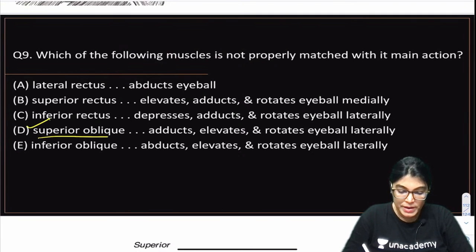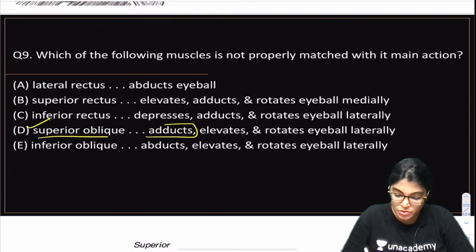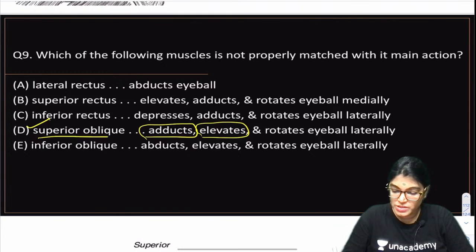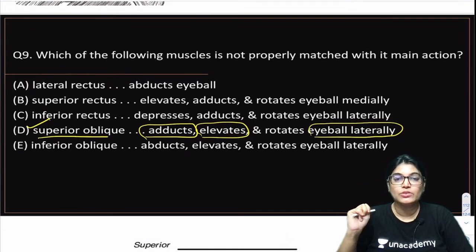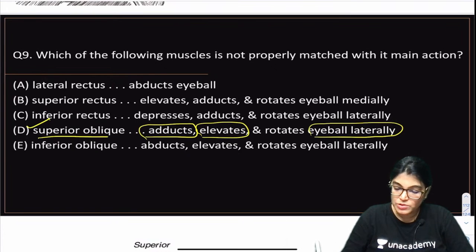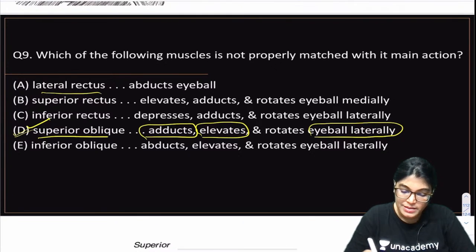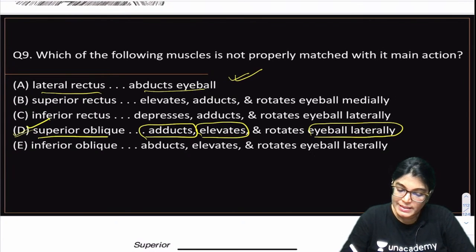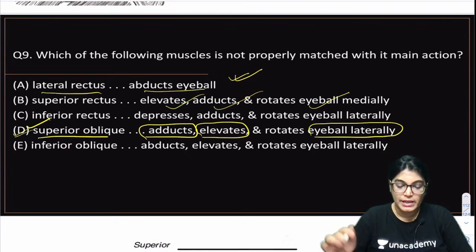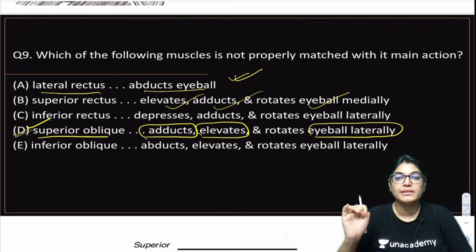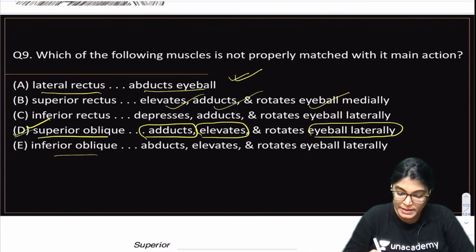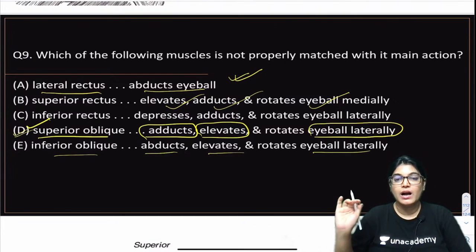Why? Because superior oblique muscle is causing abduction, not adduction, elevation, not depression, and it rotates the eyeball internally, in intorsion. So all the action is absolutely wrongly mentioned here. So this is incorrect. All others are absolutely correct. Yes, we know that lateral rectus is causing abduction. Yes, superior rectus elevates, adducts and rotates. Inferior rectus action is also right, that it is depressor, adductor and rotating the eyeball laterally. Inferior oblique is right, it abducts, elevates and rotates the eyeball laterally.